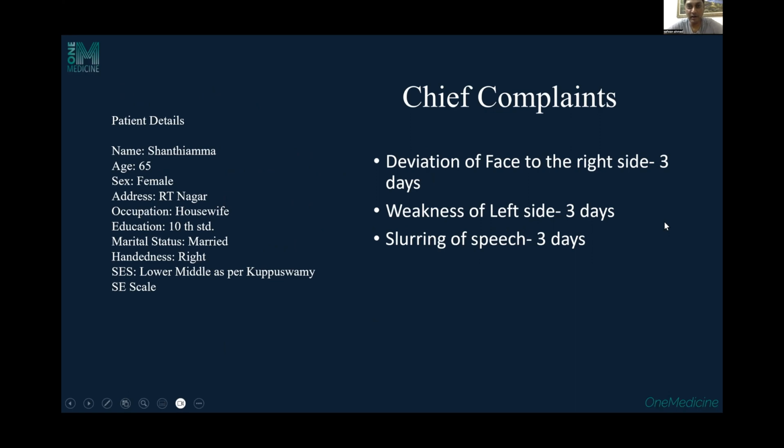Akshay, when you tell the chief complaint, you have said deviation of the face to the right side since 3 days, weakness of the left side meaning left upper and lower limb, and slurring of speech since 3 days. You have to add whether it was acute in onset or chronic in onset. Sudden onset weakness of the left side and sudden onset.